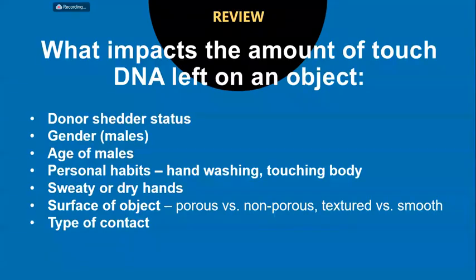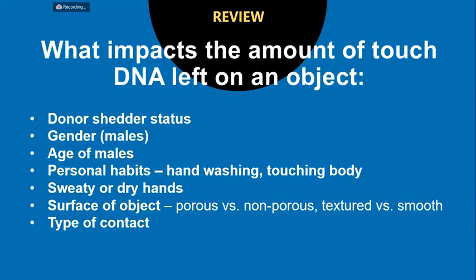So a quick review on touch DNA and what impacts the amount of touch DNA left on an object or skin on somebody's body. Donor shedder status is high on the list here. Now, most research studies, and again, you have that reference list if you would like to refer to some of these, most research studies have found that we have some individuals are what we would call high shedders and some are low shedders. And this generally is fairly consistent.